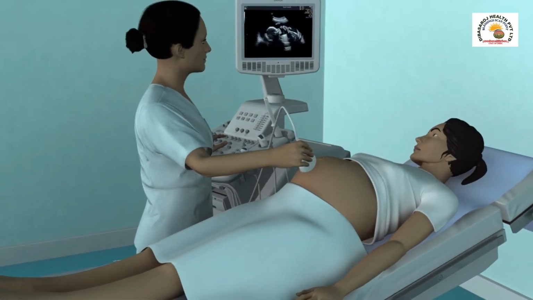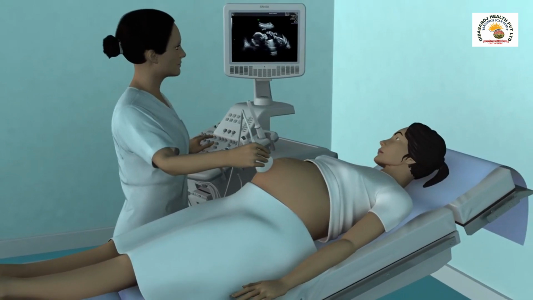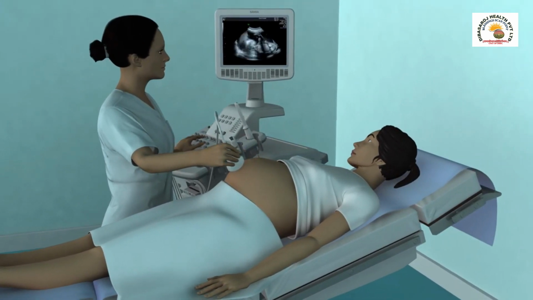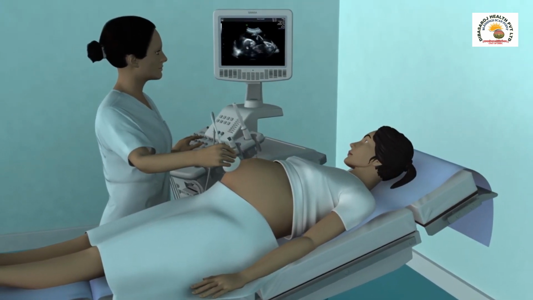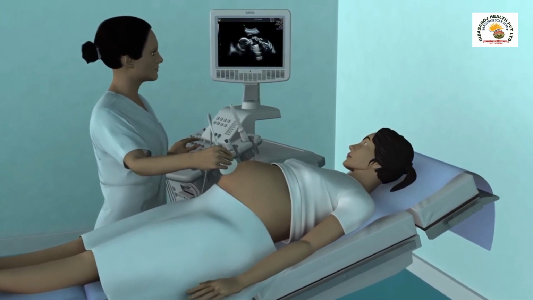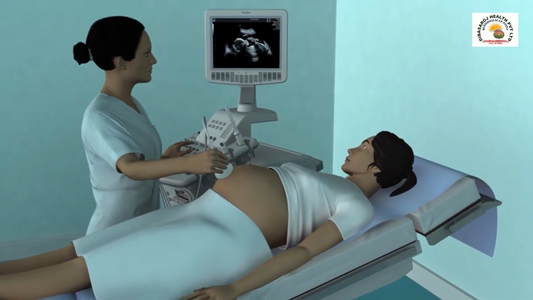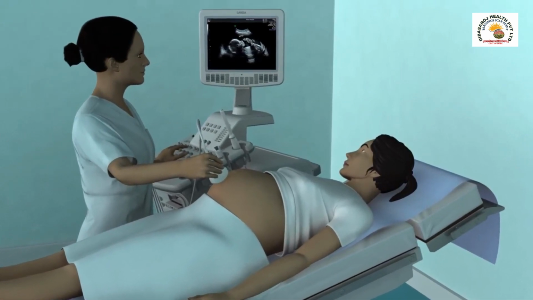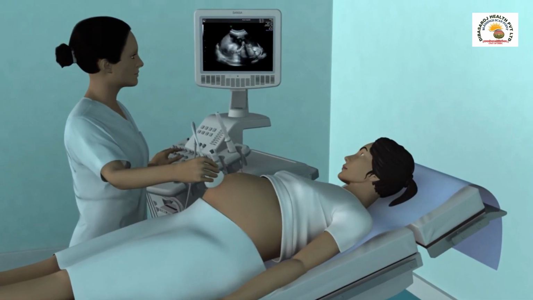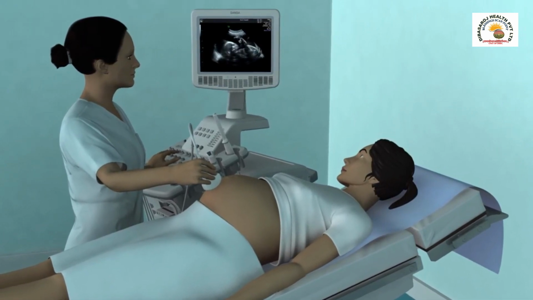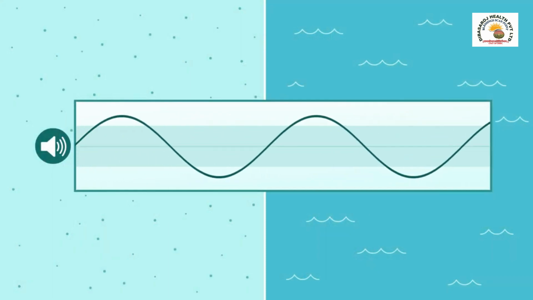Ultrasound imaging uses sound waves to create images of the human body. It is commonly used to visualize fetuses in the womb during pregnancy. This is called obstetric ultrasound. Sound is produced by the vibration of molecules within a medium, such as air or water.